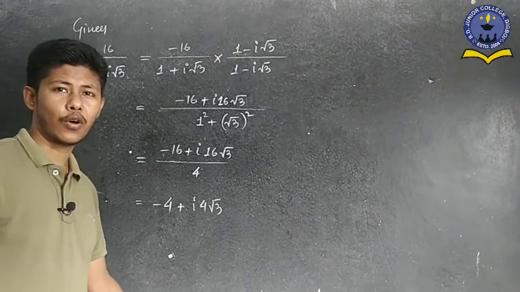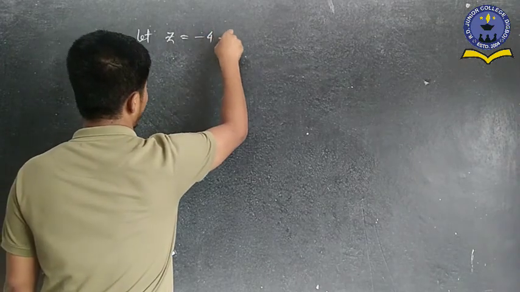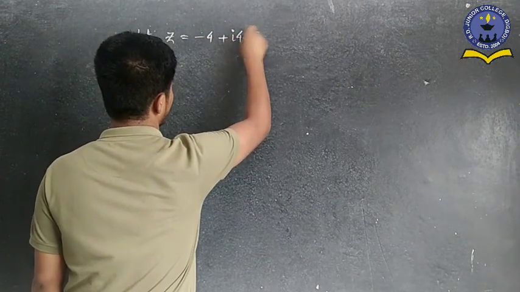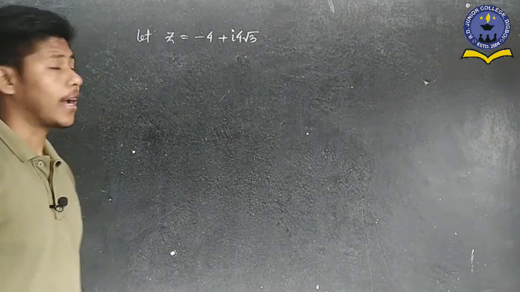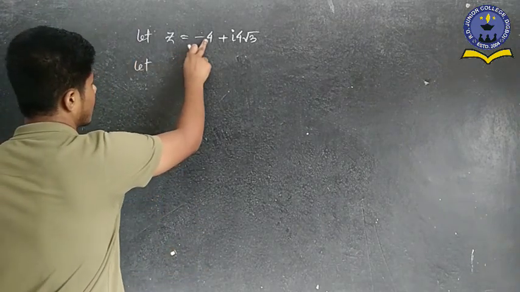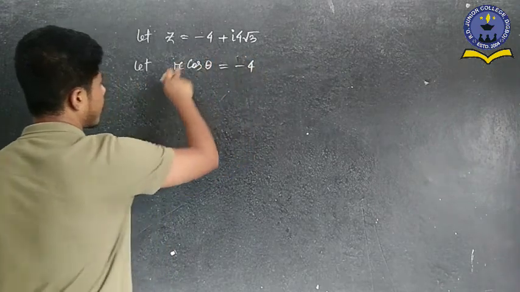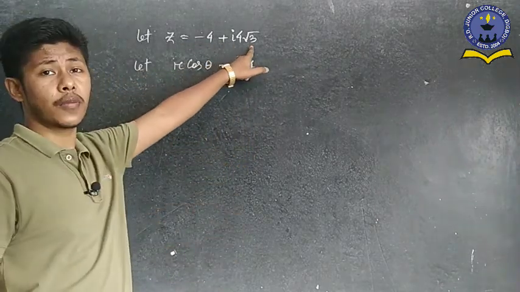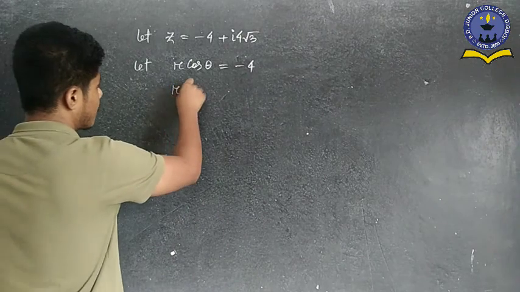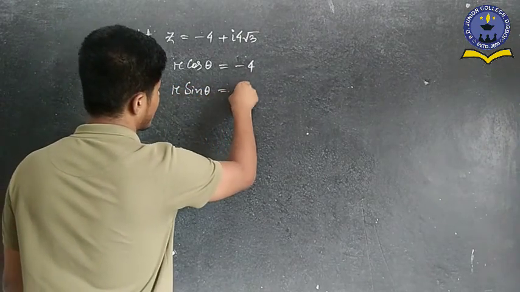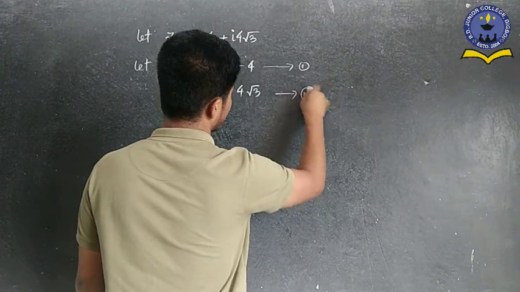Is it clear? Okay. So let z equal to minus 4 plus i 4 root 3. Now we consider the real part r cos theta equal to minus 4, and the imaginary part r sin theta equal to 4 root 3. Real part equals r cos theta and imaginary part equals r sin theta. Let this be equation number 1 and this be equation number 2.